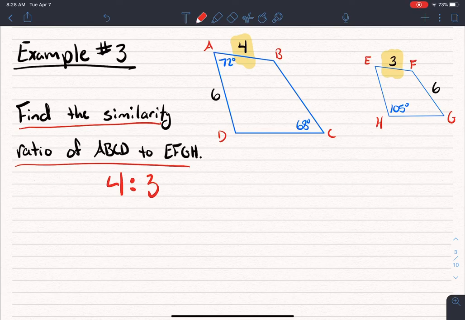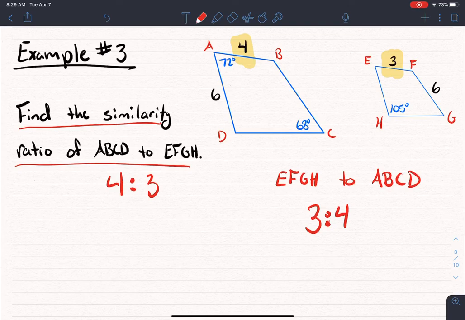That's it. I'm done. That's all you have to do. Because similarity ratio is just comparing one to the other. Now, had it asked for the similarity ratio of EFGH to ABCD, hopefully you would realize, wait, that would mean I'm comparing the small one to the big one, so that would be 3 to 4. I just spin it around, okay?